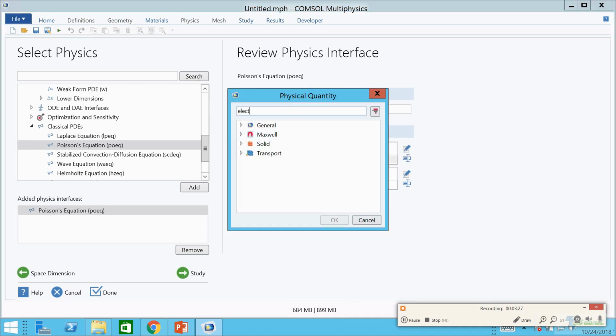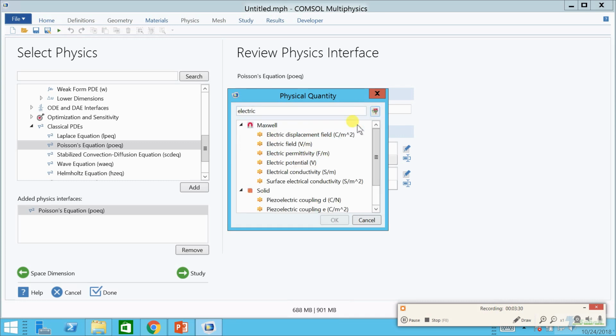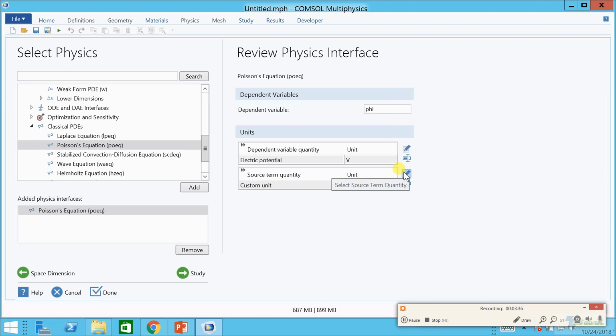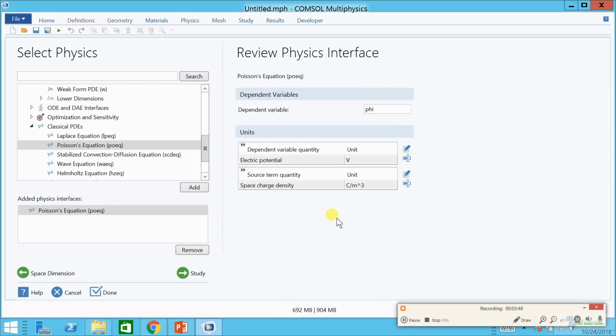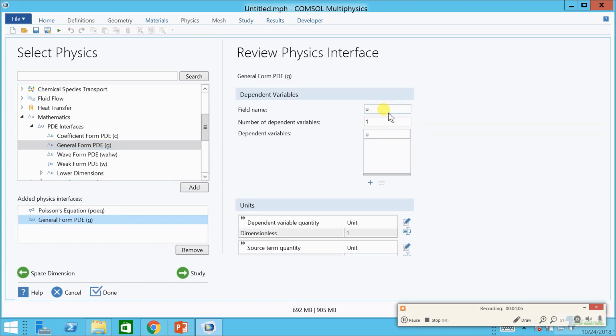So let me enter electric potential, volt. And here the source term is the space charge density rho, which is coulomb per meter cube. After entering the electric potential unit and the source term unit, I am going to incorporate another two equations for drift and diffusion, where I'm going to give the dependent variable p. This is the p type.